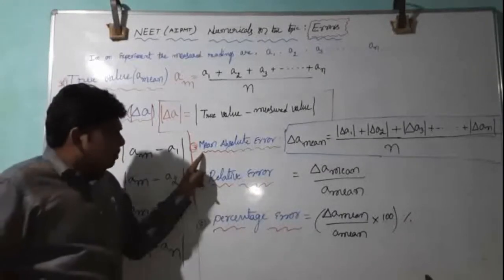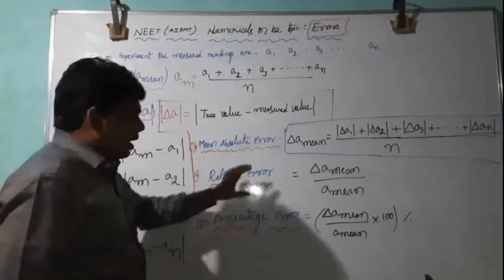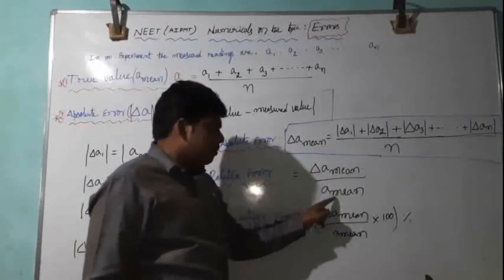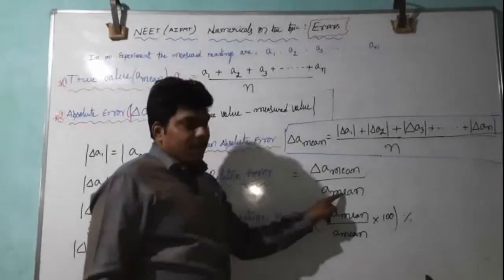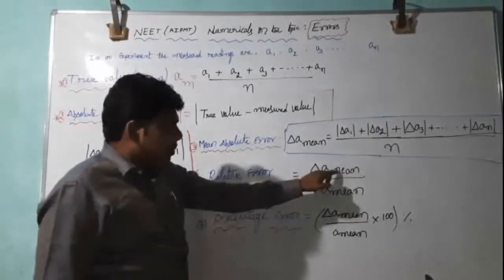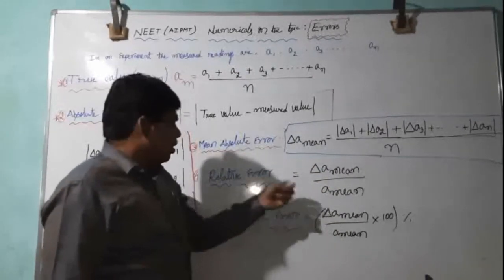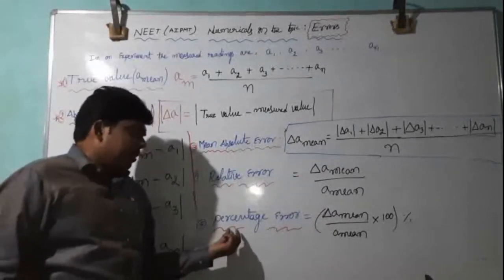After completion of the mean absolute error, next we have to find the relative error. The relative error is the ratio of what and what? The mean absolute error and the mean value. If you find the ratio of the mean absolute error and the mean value, or the true value, you will get the relative error. Finally, we have to calculate the percentage error.